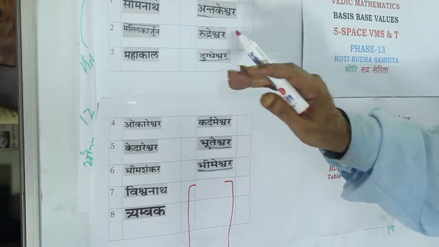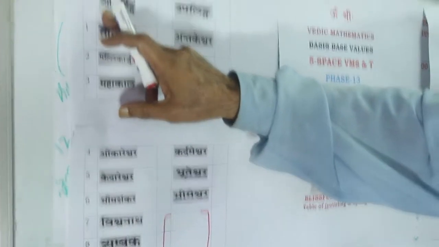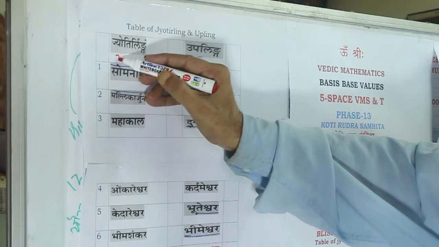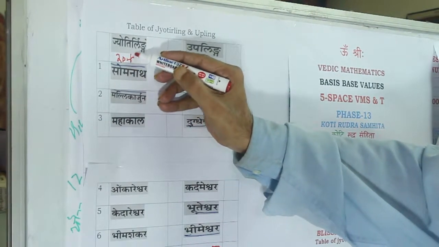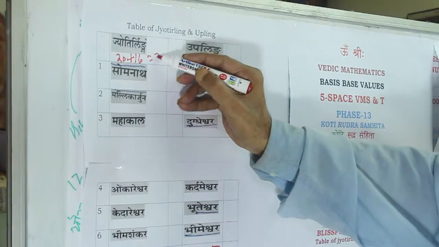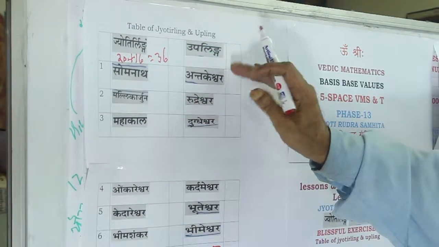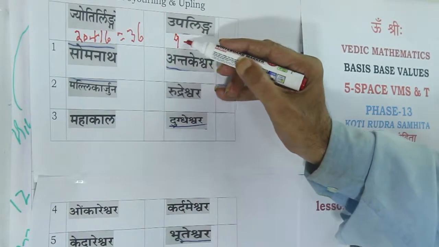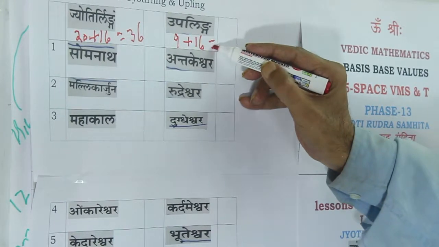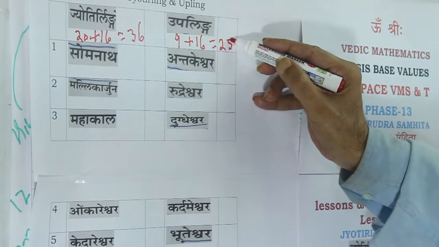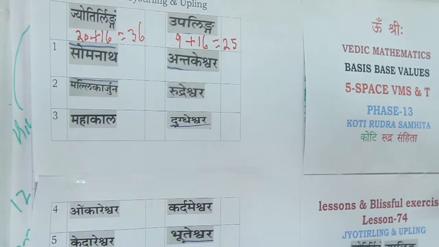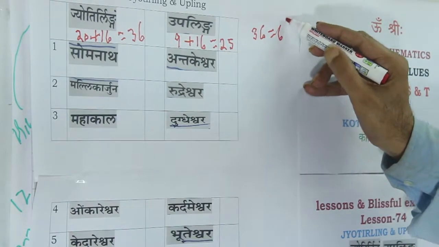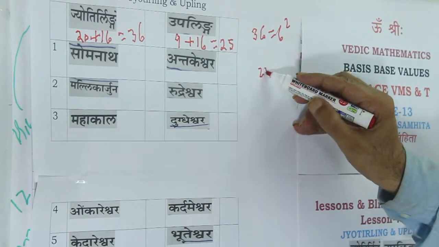Let us first of all be face to face with this formulation Jyotirling. Jyotirling is of value 20 plus 16 is equal to 36. Upling is of value 9 plus 16 is equal to 25. We can have a pause here and take note that value 36 is equal to 6 square, while value 25 is equal to 5 square.